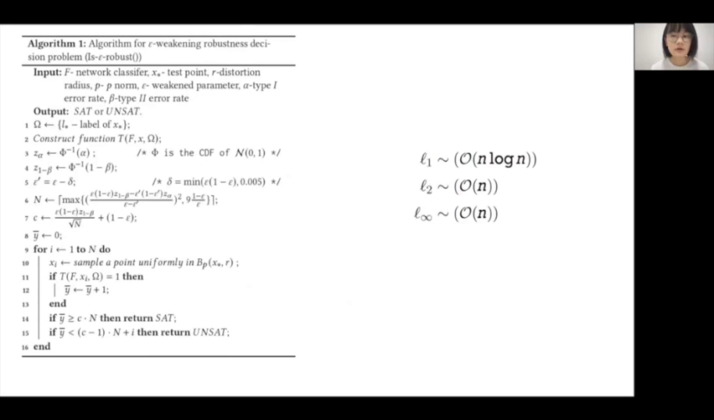This is the decision algorithm. The right side is the computational complexity under different norms. We can only handle the case under these three norms because for other norms, we haven't found an algorithm in polynomial time yet.